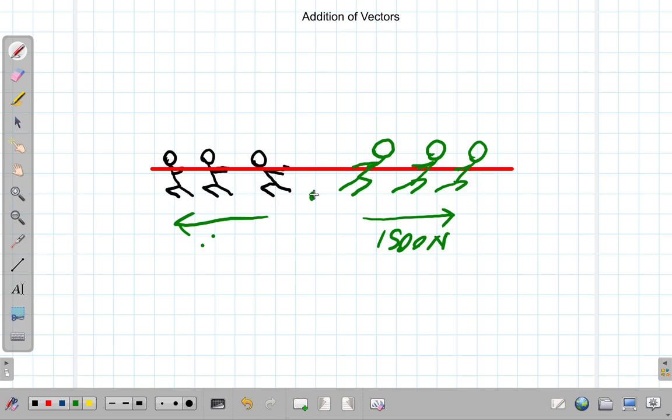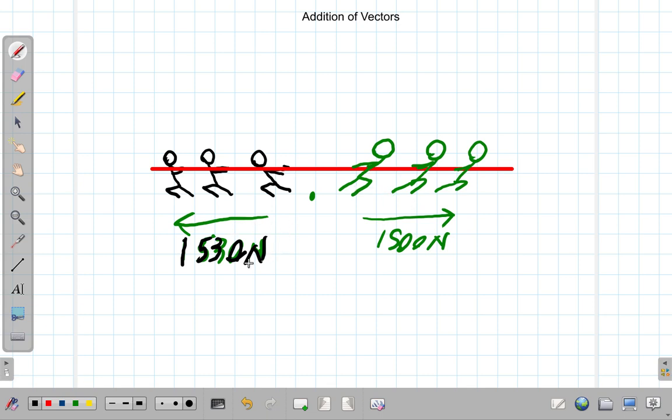Now, if the red team manages to muscle up enough to pull with 1,530 newtons, the black team, I should say, not the red, the black team over here is pulling with 1,530 newtons and are able to maintain that, then they will overcome the green team and pull them to the left and win.